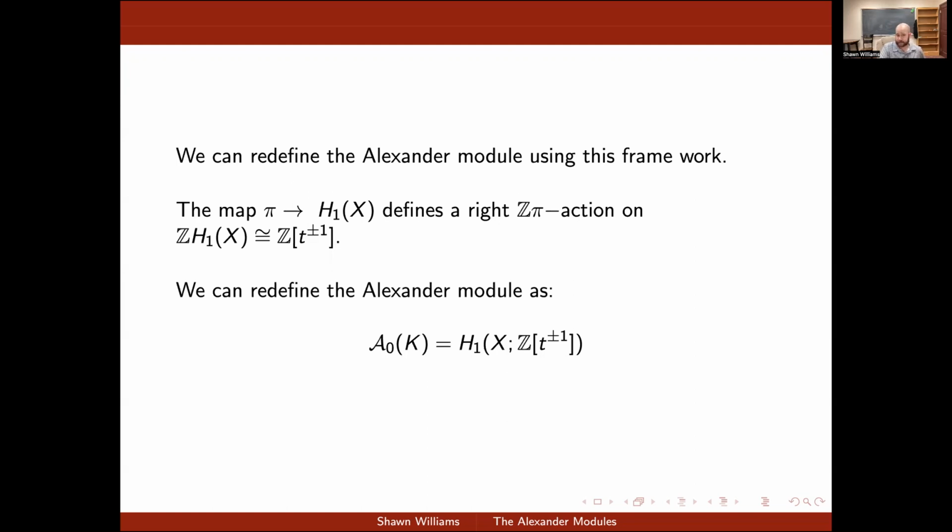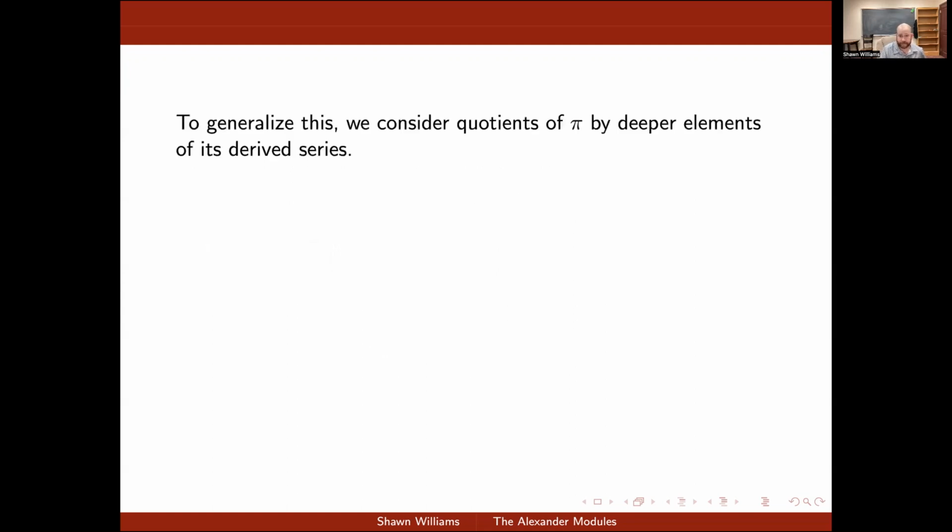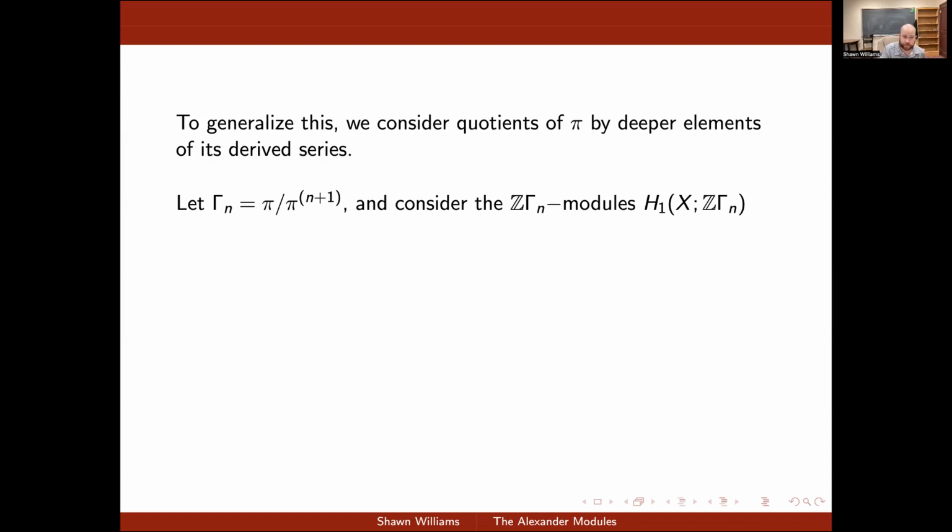Now let's define the higher order Alexander modules. We're going to define these in a very similar way as before, by considering quotients of pi by deeper elements of the derived series. For the classical module, we were quotienting out by the first element of the derived series. Now let's quotient out by deeper elements. I'm going to let gamma_n denote this quotient, so gamma_n will be the quotient of pi by the (n+1)th derived subgroup of pi. Very naturally, we want to define the nth order module to be the twisted first homology module of X with coefficients in Z[gamma_n].